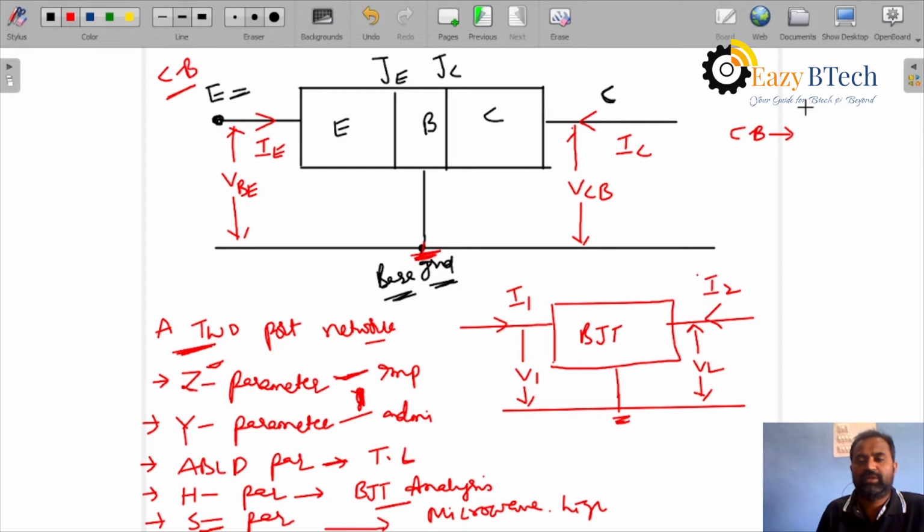For a common base, what is the input node, output node? For common emitter, what is the input node, output node? Clearly you can see, for a common base, input is emitter, output is collector, ground is base. Okay, common emitter means this is the structure of a common emitter.